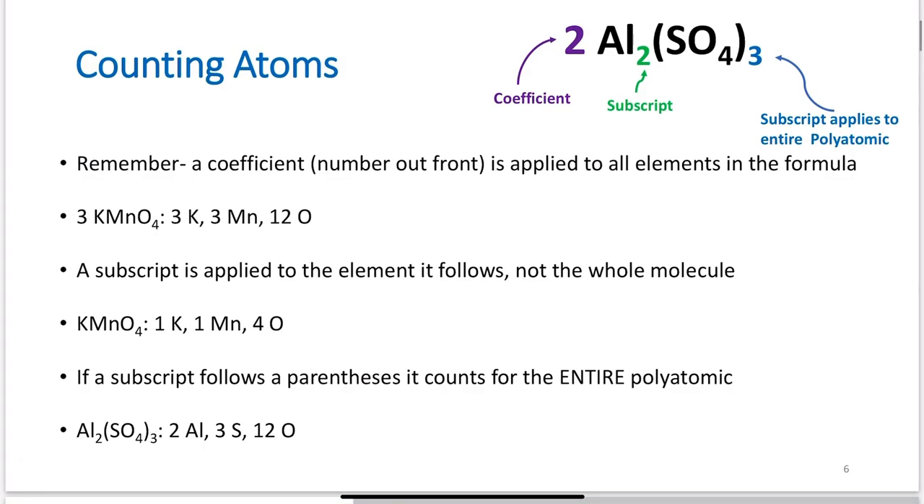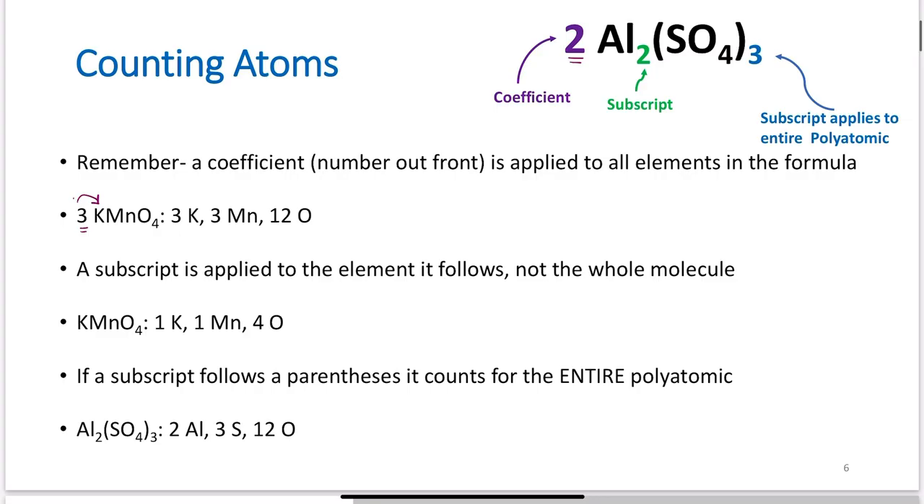So let's talk about the different pieces of a formula. I know we've discussed this already in previous chapters, but just kind of really solidifying this for you guys. Remember that the coefficient is the number that's out front, and that is applied to all elements in the formula. So here is my coefficient. If I had written 3 KMnO4, so this means 3 potassium permanganate, that 3 applies to everything following it. So that means I have 3 potassium, I have 3 manganese, and I have 3 times 4, or 12 oxygen.